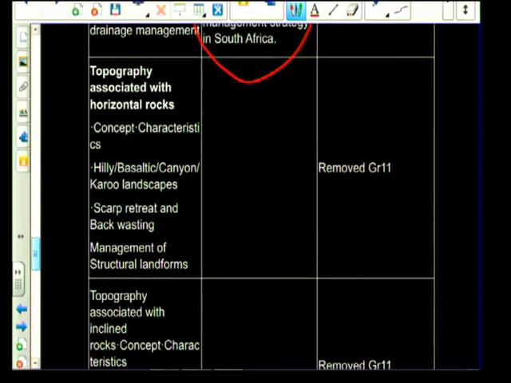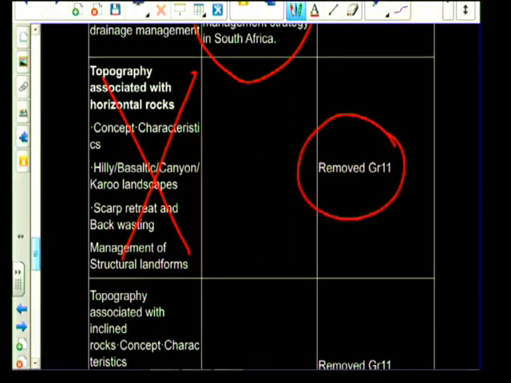Topography associated with horizontal rocks. Well, if you look at it here, this section has gone to grade 11. All right, so it's moved to grade 11. It's quite a bit of work, and you would have enjoyed it in grade 11, learners. I enjoy teaching this. It's quite an interesting section. You can identify features when you're finished.